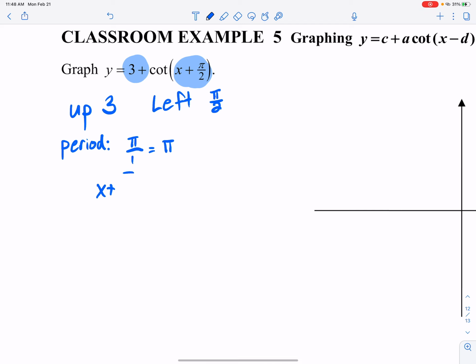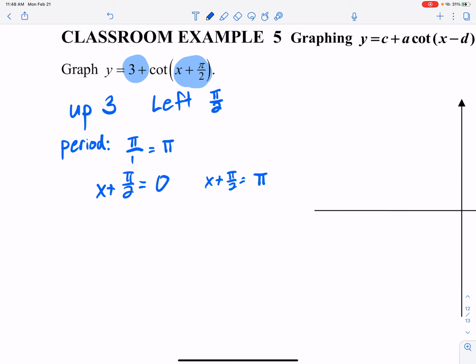I'm going to set the whole thing equal to negative pi over 2 and pi over 2. Well, we're dealing with cotangent, right? So what should these be then? 0 and pi. Remember, tangent was negative pi over 2 and pi over 2. That's where those happened. But cotangent happens at 0 and pi. So I set those equal. It's the same process, solve for x.